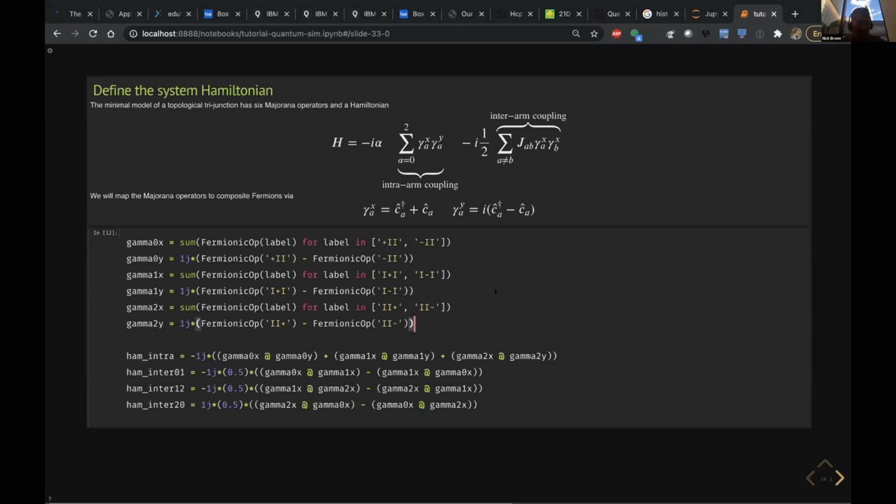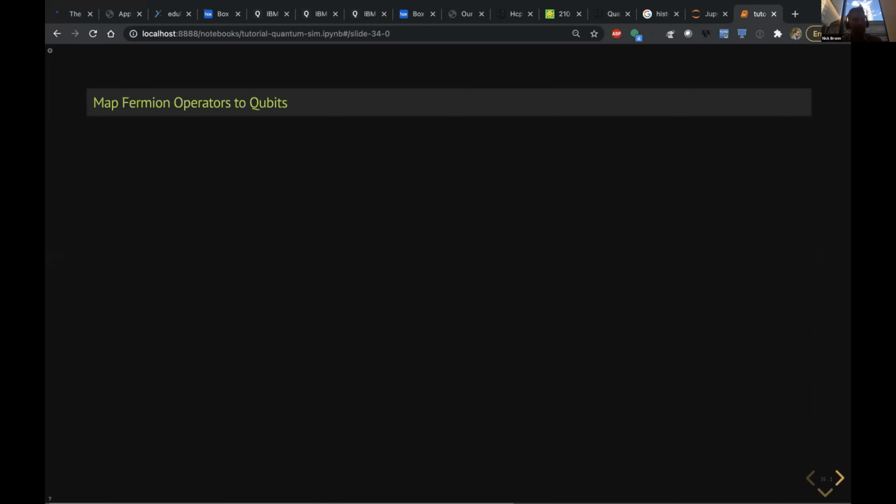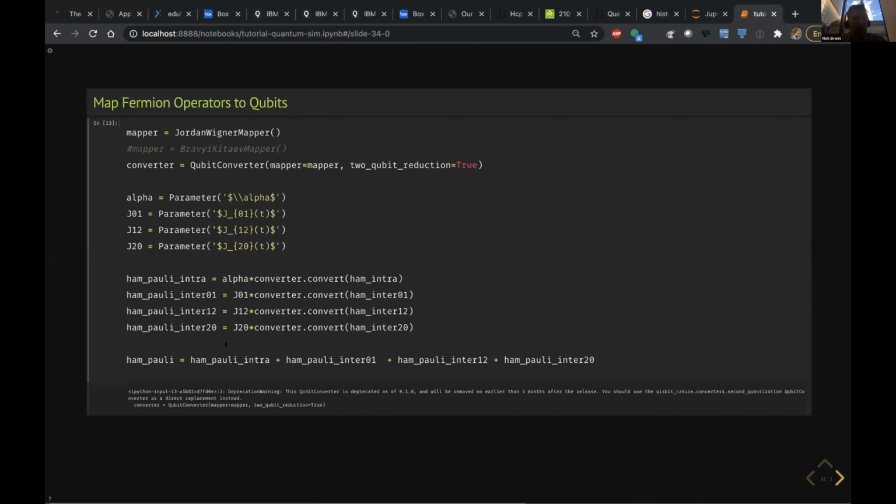Because there are still some issues being worked out about the compatibility of certain concepts, I've got to look at my Hamiltonian term by term. But that's fine. So I can build my intra-Hamiltonian out of these and just write down term by term what my Hamiltonian is in terms of these gamma operators that I just defined out of the fermionic operators from Qiskit Nature. Then I'm going to want to map my operators to qubits.